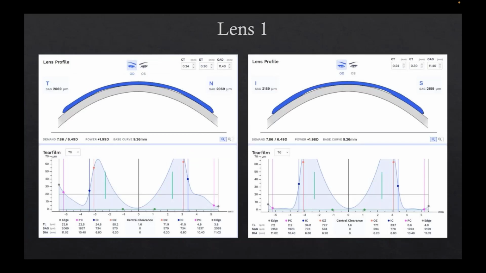And so what you're looking at here on the left of the screen is the horizontal meridian, and on the right of the screen is the vertical meridian. Because we had almost 3 diopters of astigmatism, you can see that there's a big difference in the reverse curve in the steep meridian versus the flat. But if you look just under or just above the tear film profile, you're going to see that the power of +1.99 and the base curve of 9.26 is the same. So in other words, this is using a spherical base curve and a toric periphery.